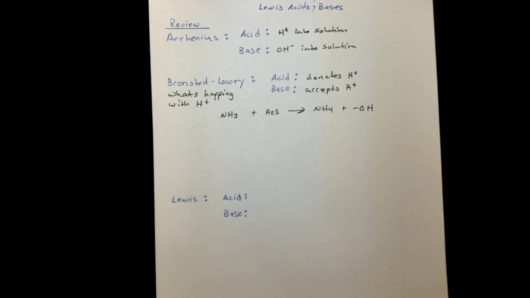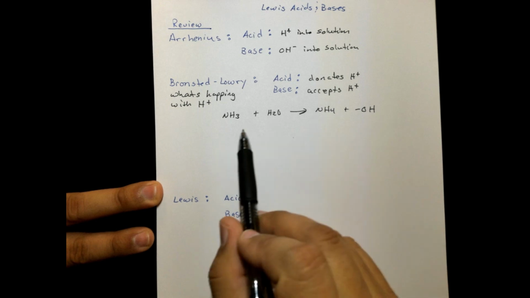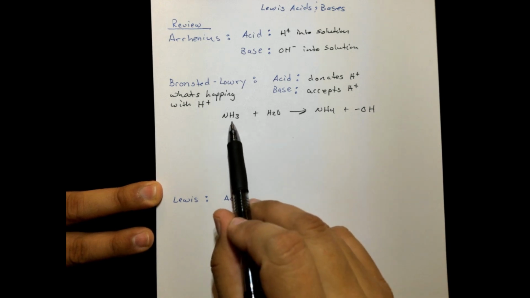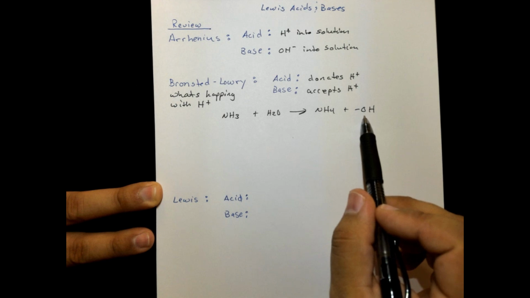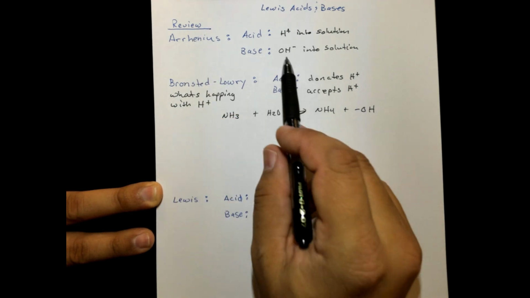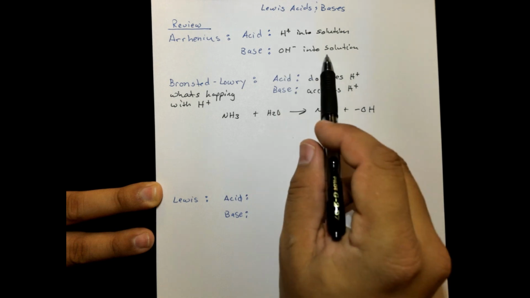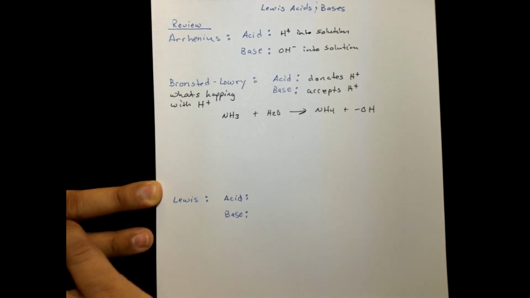Okay? So if we're looking at this, who is the acid and who is the base? Overall, if I'm just looking at this reaction right here, I'm going to tell you that NH3 is a base. Because when I dumped NH3 into water, what was produced? Hydroxide. And according to Arrhenius, anything that puts hydroxides into solution is a base. So I'm calling NH3 a base. But let's see if Brønsted and Lowry agrees.